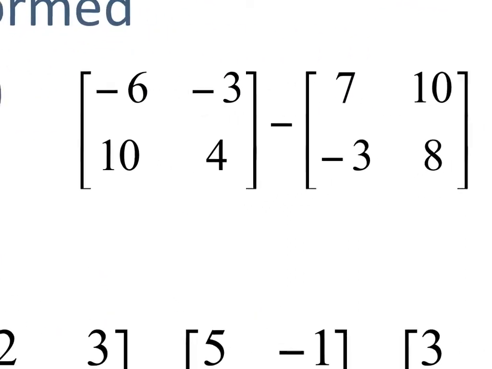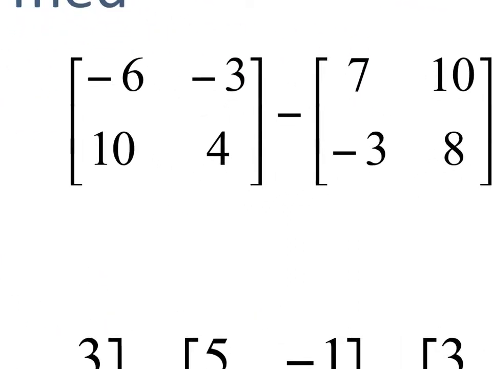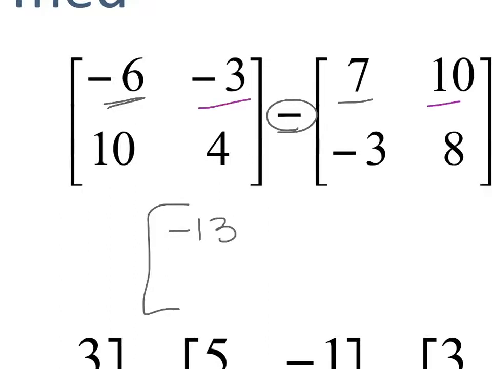Looking at B, you're also doing a 2 by 2, so you can do this. Negative 6, this time minus. So negative 6 minus 7 is negative 13. Negative 3 minus 10 is negative 13. 10 minus negative 3 becomes 10 plus 3, or 13. And 4 minus 8 is negative 4.